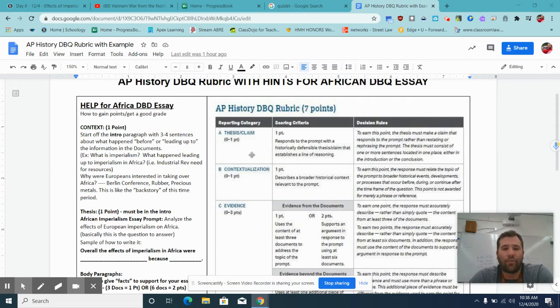So here's a breakdown of these elements, right? I'm doing this for the African DBQ, not DBD, but DBQ essay. And it's set up much like an essay, where you have an introduction, a couple body paragraphs, and then a conclusion. In the intro, you've got to have 2 main elements.